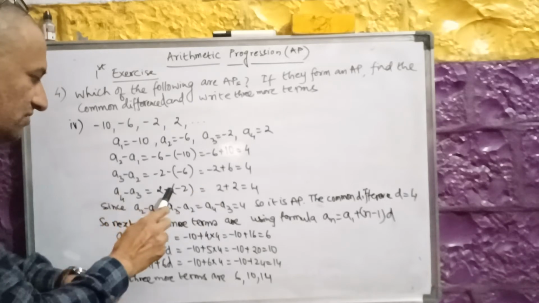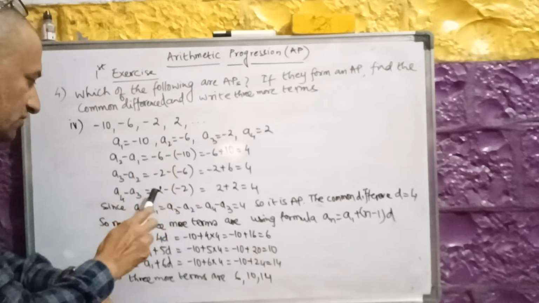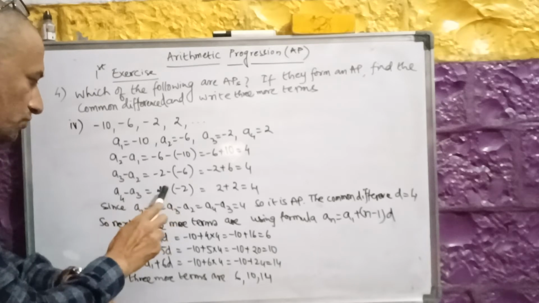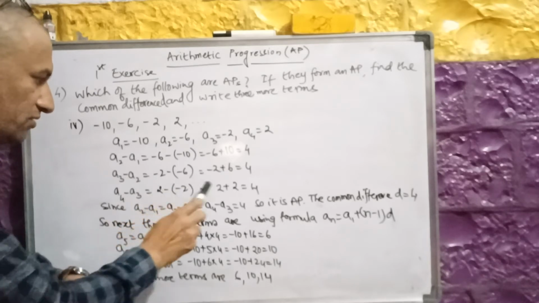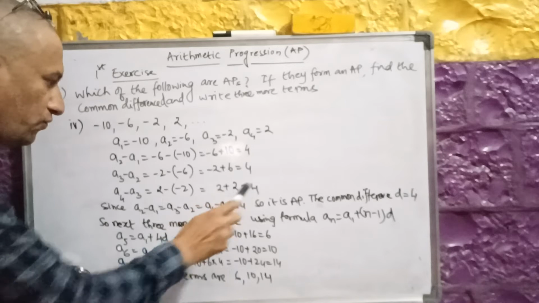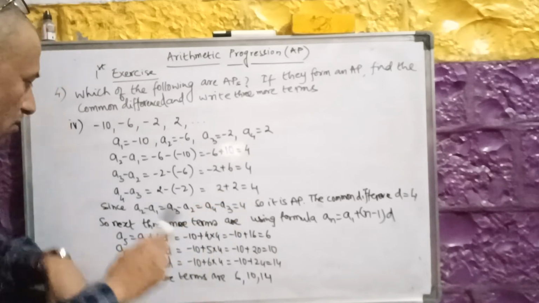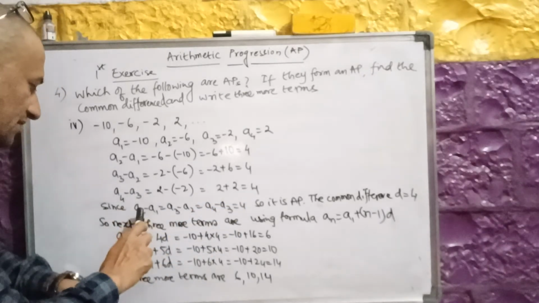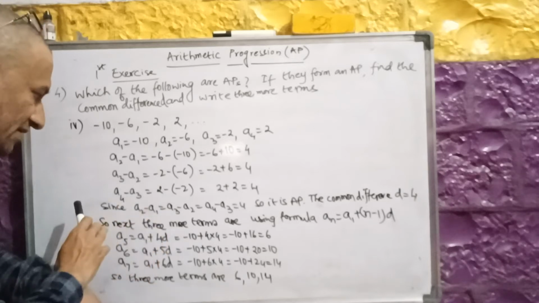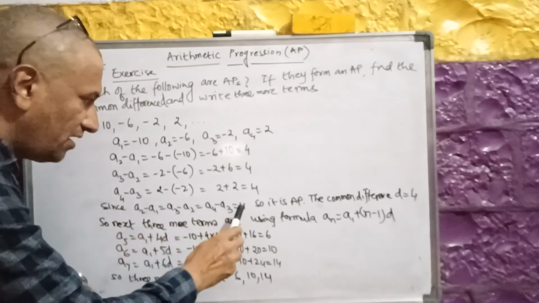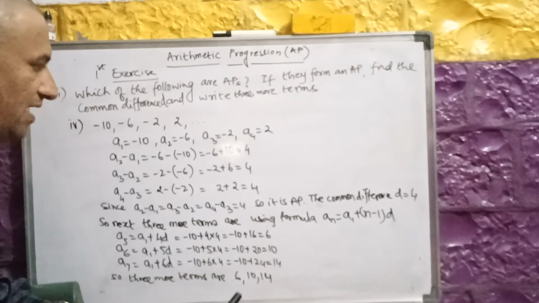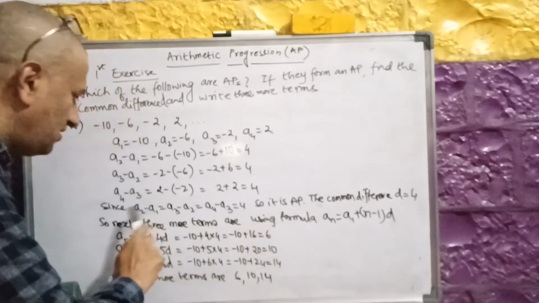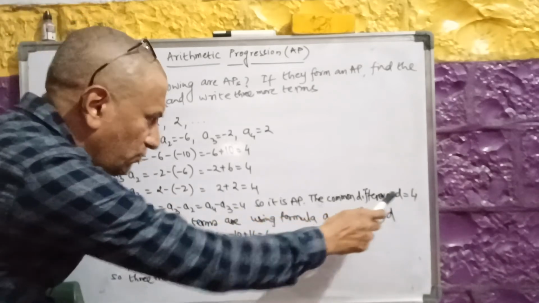a4 minus a3 is again equal to: fourth term is 2, third term is minus 2, so 2 minus of minus 2 will be equal to plus 2, so 2 plus 2 is 4. As you can see here, all the consecutive term differences, that is term minus the preceding term, are 4, hence it is an AP. Hence the common difference is nothing but the consecutive terms difference, that is equal to 4.